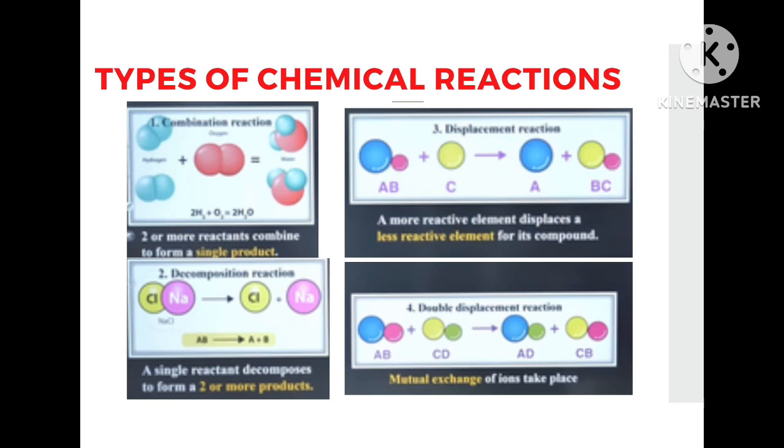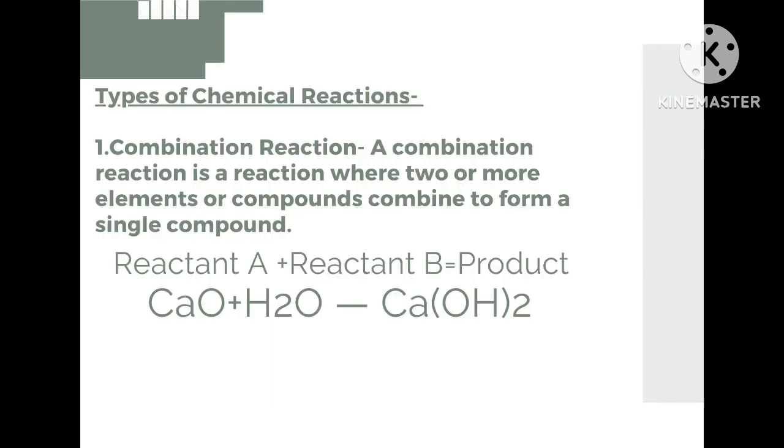As you can see on the screen, there are 4 types of chemical reactions: combination reaction, decomposition reaction, displacement reaction and double displacement reaction. Now we will discuss them one by one. So first we take the combination reaction. A combination reaction is a reaction where 2 or more elements or compounds combine to form a single compound.